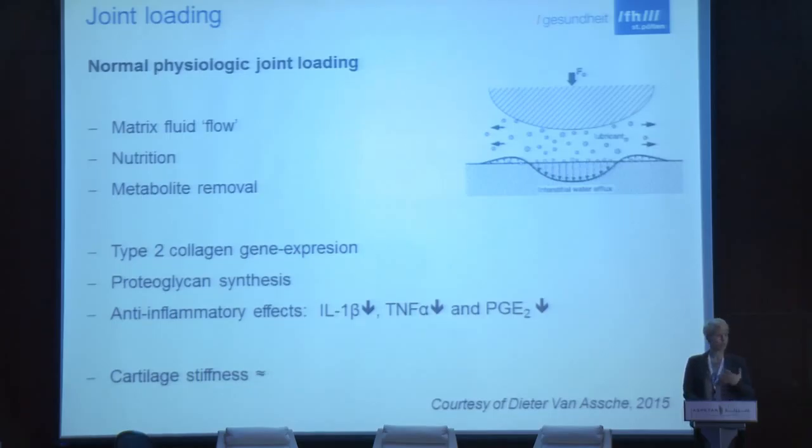What happens now during a normal physiologic loading? I will later come to what a normal physiologic loading is. We have a matrix fluid flow, we have good nutrition, we have a metabolite removal, and very important, we have a Type I collagen gene present, which is very important for the organization of the cartilage tissue itself. We have an increased proteoglycan synthesis, which is important so that we have a high number of proteoglycans so that the cartilage is really able to tolerate the forces that are exerting on it. And we have anti-inflammatory effects, which is beneficial for the tissue.